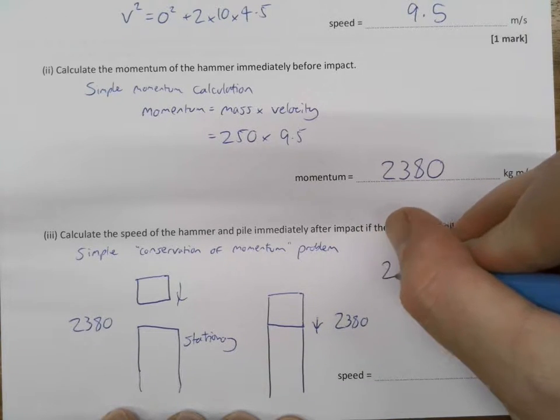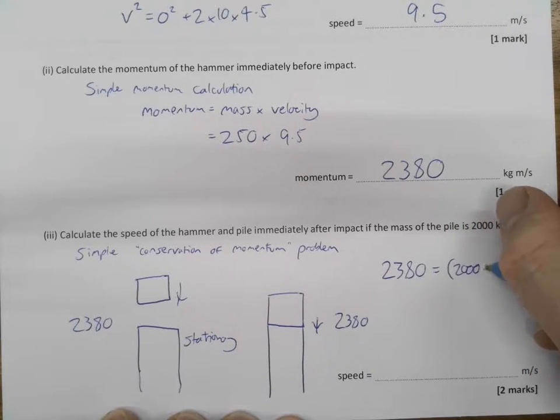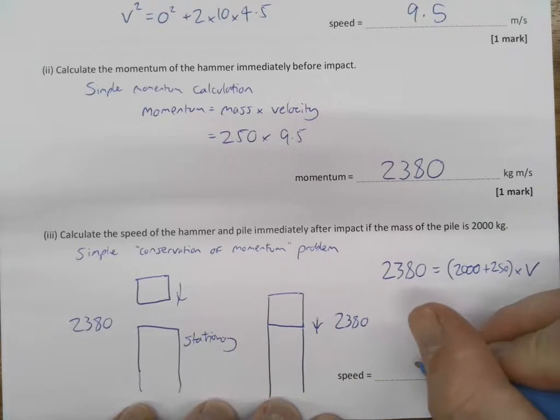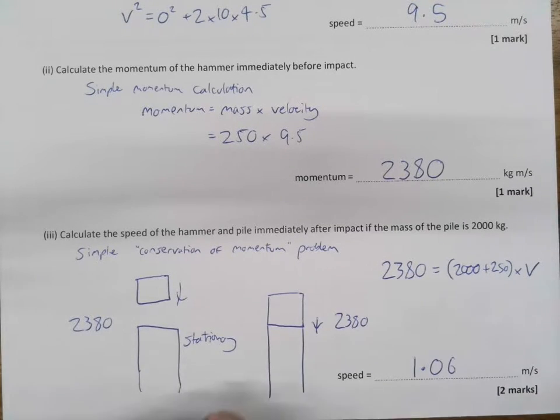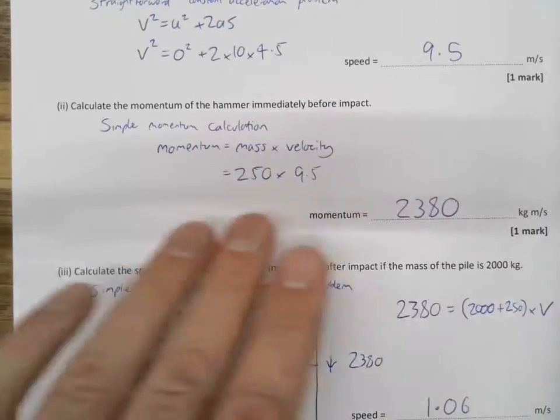So the momentum equals the bigger mass, so 2000 plus 250 multiplied by whatever this common speed is. So again, solving this problem, 2380 divided by 2250. There, to three significant figures. Part 4 doesn't exist.